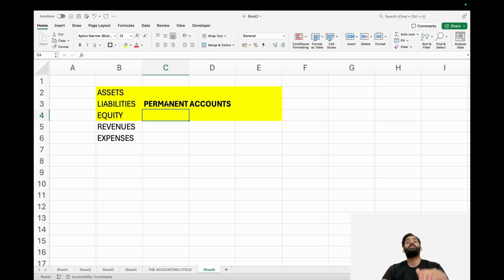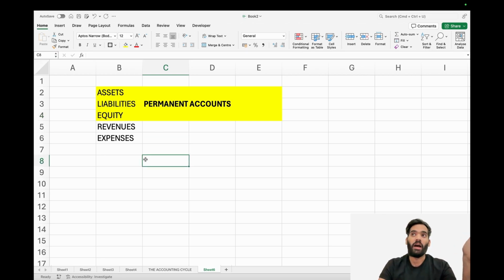It means these accounts will not be restarted in the next accounting period to start counting from zero again. No, whatever I have this year, I'll continue counting from that number to whatever I do in the next accounting period. However, if you ask your friend, what was your revenue this year?